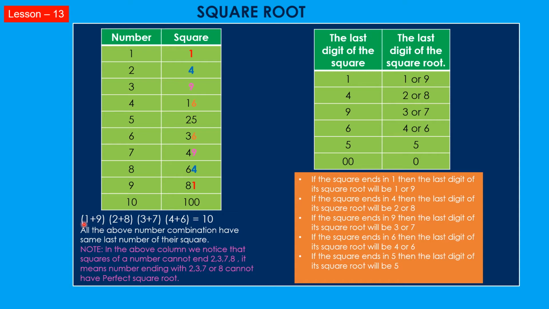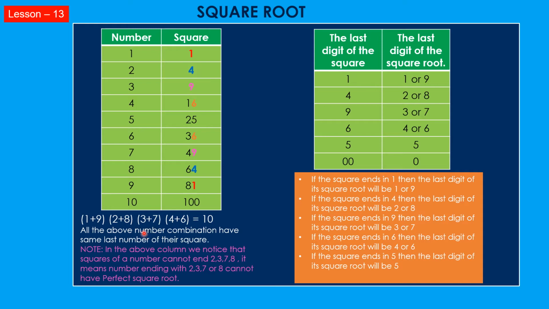So let's see the combination 1 and 9. If you square 1, you get 1. The ending digit is 1. And for 9, you get 81. Again, the ending digit is the same. Let's take another, 2 and 8. If you square the number 2, you get 4, and for 8, you get 64. So for 2 and 8, the last digits are the same.